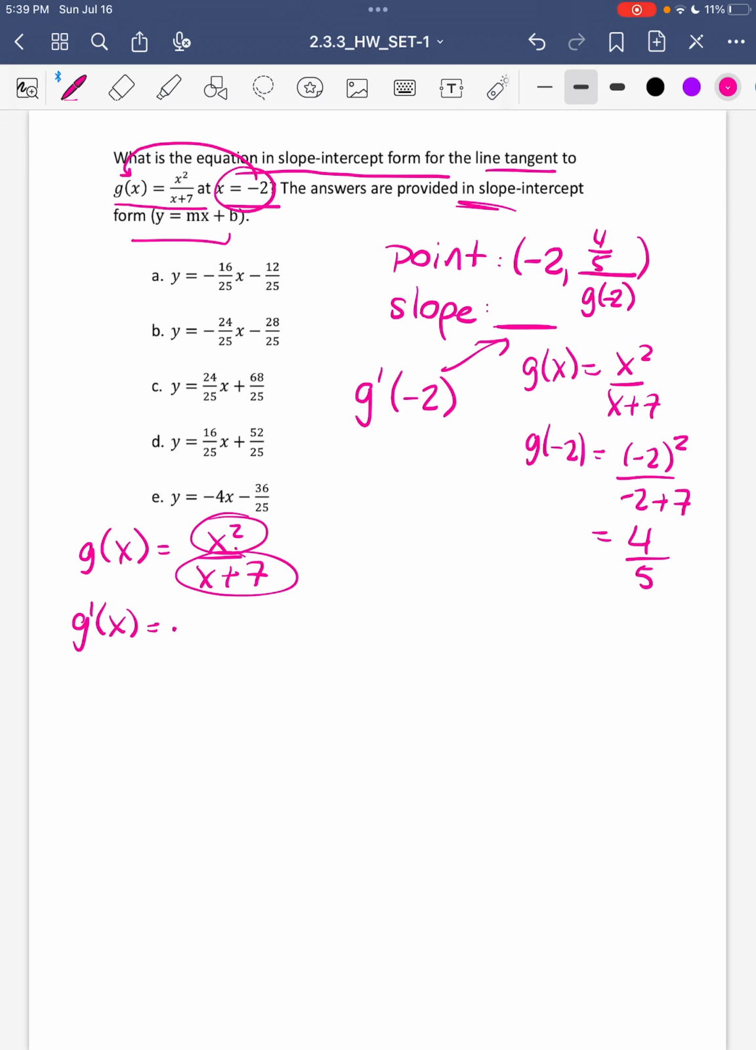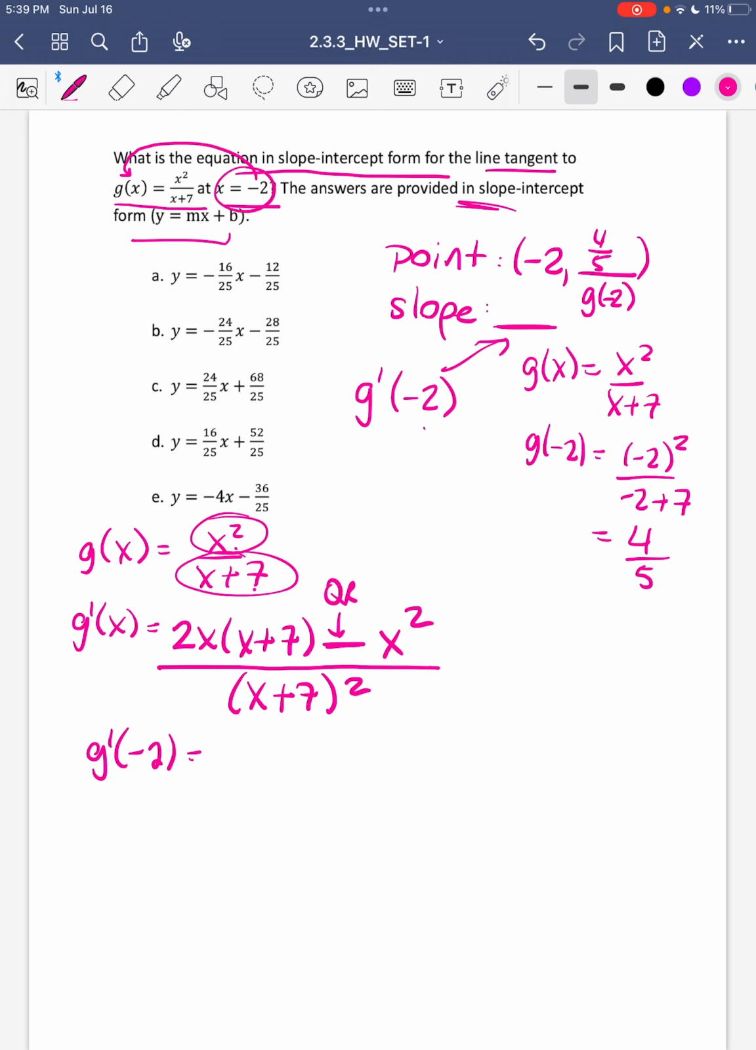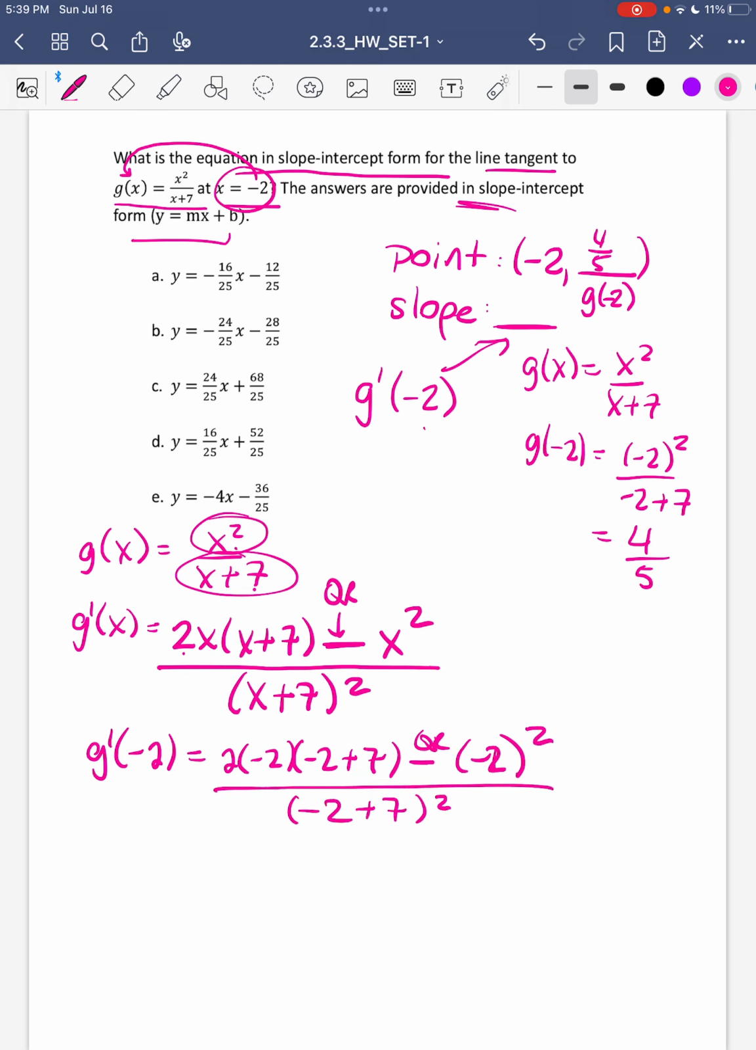So we're going to take the derivative of the top, that's going to be 2x, times the bottom function, x plus 7, and then we're going to subtract, because of the quotient rule, the derivative of the bottom, which in this case is just 1, times the top function, which is x squared, and we have all of that over the bottom function, x plus 7 squared. So now we're going to want to evaluate that at -2. So the derivative at -2 is going to be 2 times -2 times -2 plus 7 minus, that's our quotient rule minus sign, and then we have -2 all squared over -2 plus 7 squared.